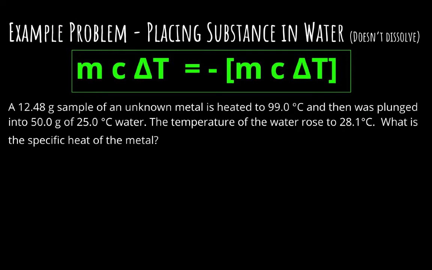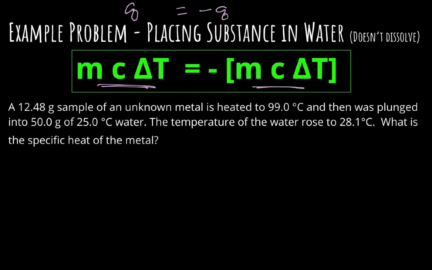Okay, our last type that we're going to look at today is placing a substance in water. So this is kind of similar to Q of one is the opposite of Q of the other. But this time, instead of having a reaction and a solution, we have two substances or two setups that we're setting equal to each other. So if you look at the formula for this, we have the formula for Q, mc delta T, equal to the opposite or the negative formula for Q, mc delta T.